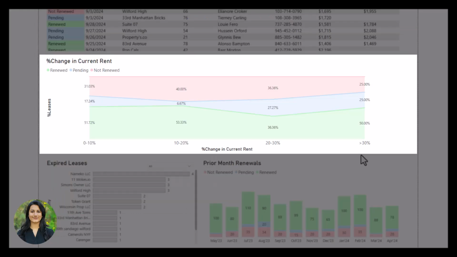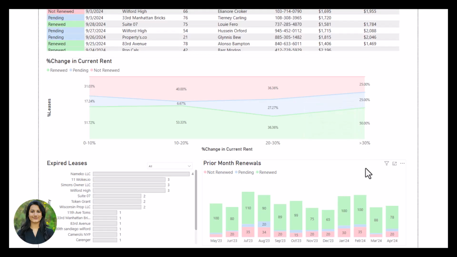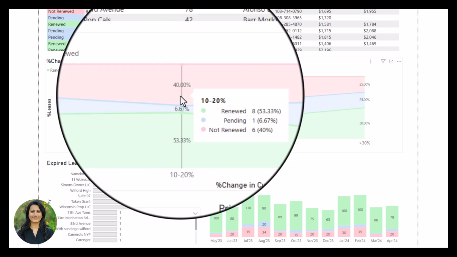In the next section, we can see how rent changes are impacting renewal decisions. We can hover over any rent slab to see how many tenants renewed or did not renew after a specific rent increase. This gives a clear picture of how pricing changes influence tenant behavior. Here we observe that when rent increased by 10 to 20%, then 40% of leases were not renewed.